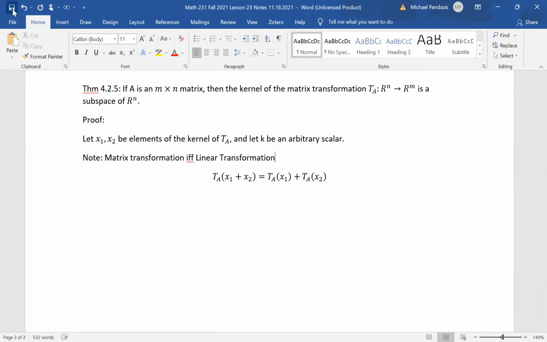Okay, so they're one and the same. When you have a matrix transformation, it's a linear transformation. When you have a linear transformation, it's a matrix transformation. When something's not a matrix transformation, it's not a linear transformation. When something's not a linear transformation, it's not a matrix transformation.